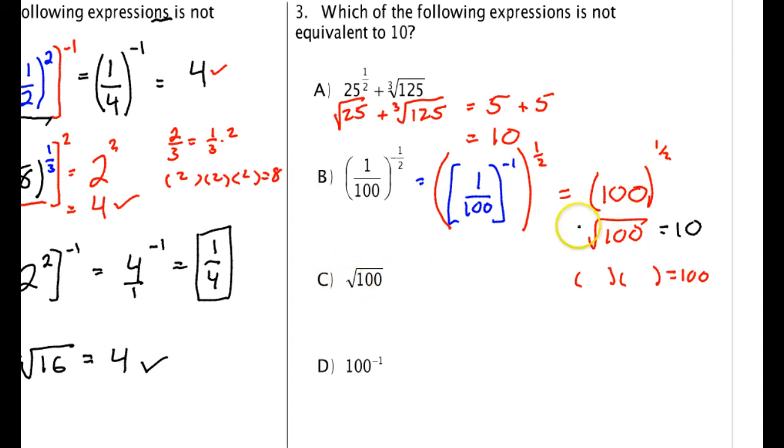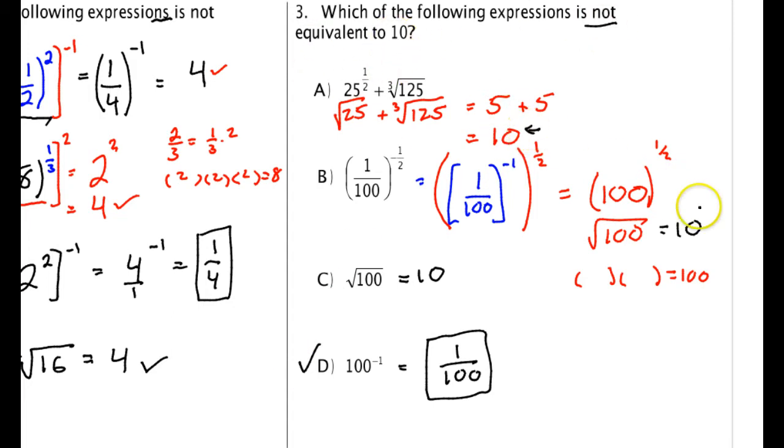Speaking of, C, square root of 100, we know that equals 10. And D, 100 to the negative 1. Remember, negative just makes it flip, either from a fraction to an integer, or in this case an integer to a fraction. So we'll have 1 over 100. So it looks like D is the one that is not equivalent to 10. All the others are equal to 10.